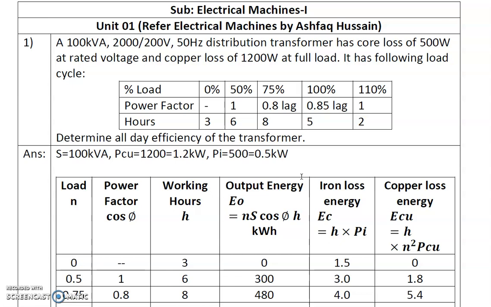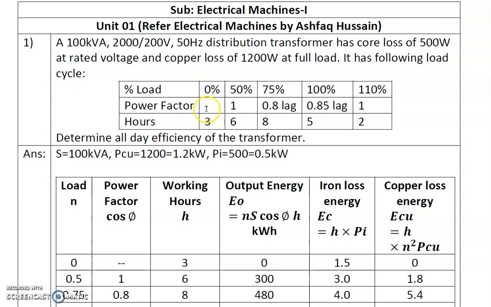In the first numerical, a 100 kVA, 2000 volt by 200 volt, 50 Hz distribution transformer has a core loss of 500 watt at rated voltage and a copper loss of 1200 watt at full load. It has the following load cycle. So percentage load, power factor and hours are given.